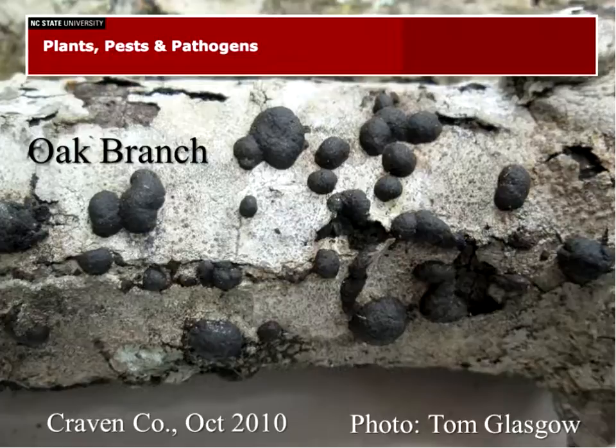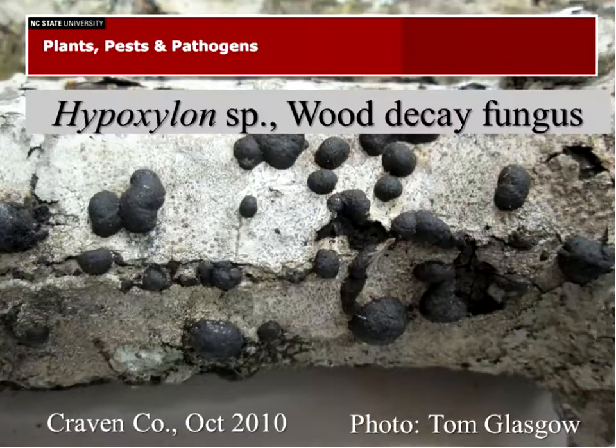Also in the sort of mysterious, creepy-looking department, we have a picture that was sent in by Tom Glasgow from Craven County on an oak branch. And these little things here are not the blob revisited, nor are they little micro brains of something growing out of the tree. But it turns out this is a fairly common group of wood decay fungi. This one is probably hypoxylon, some species of the genus hypoxylon.